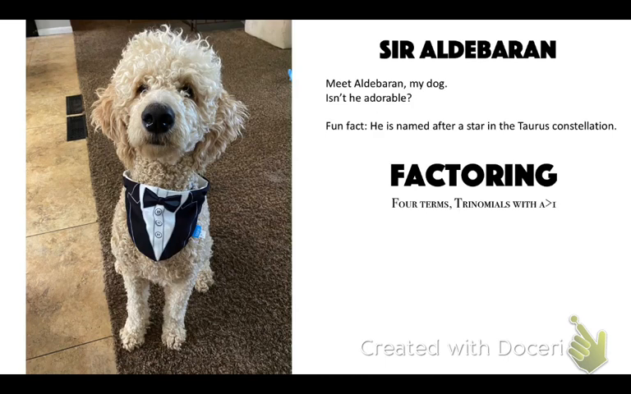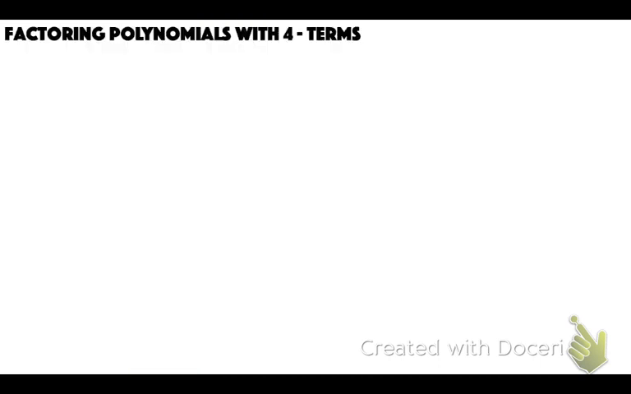Anyways, so on that adorable note, let's go into factoring. So we're going to do 4 terms, and we're also going to do trinomials with a greater than 1. So factoring polynomials with 4 terms. So 4 terms, obviously there's 4 different terms here. And these are actually one of the easiest things to factor.